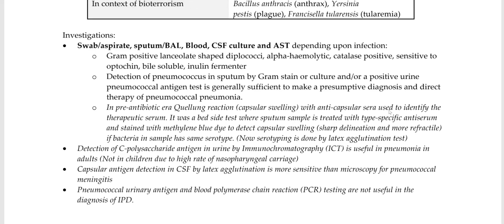Now, investigations, which investigation you should do if you're suspecting a pneumococcal infection? First of all, you have to take sample based on what is your infection type. For example, if it is pneumonia, then you should take sputum or bronchoalveolar lavage. If you're suspecting bacteremia or sepsis, you should take blood. If it is meningitis, you should take CSF. If you're seeing osteomyelitis or any other purulent conditions, then swab or aspirate should be taken. And you can send this sample for culture and antibiotic susceptibility along with microscopy. So you will see gram positive lanceolate shaped diplococci.